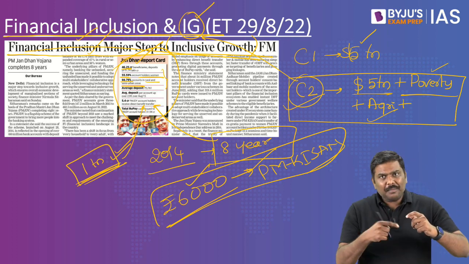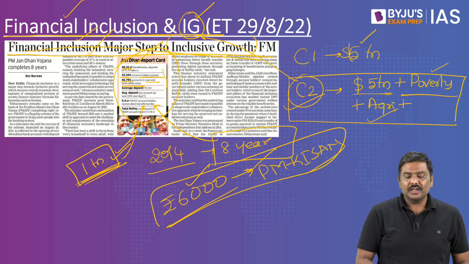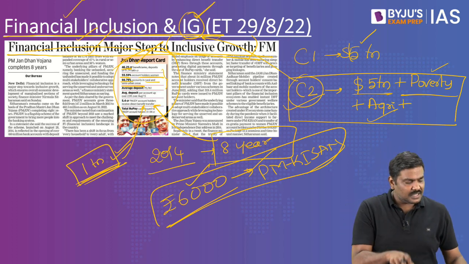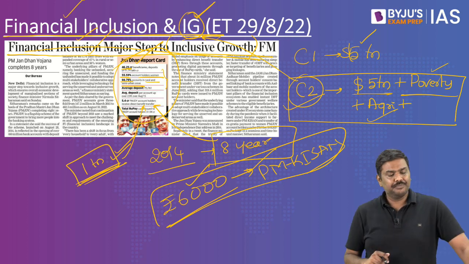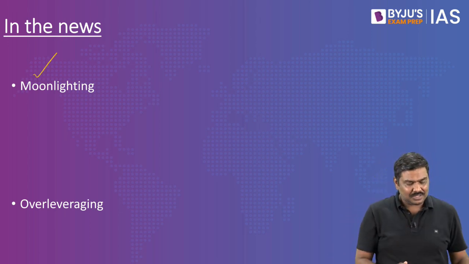So with the implementation of the PMJDY, we have promoted financial inclusion. We are also ensuring that we are moving towards inclusive growth. This is the gist of the article provided here. Next, two more terminologies. The articles are not important. Discussion is important regarding the terminologies.